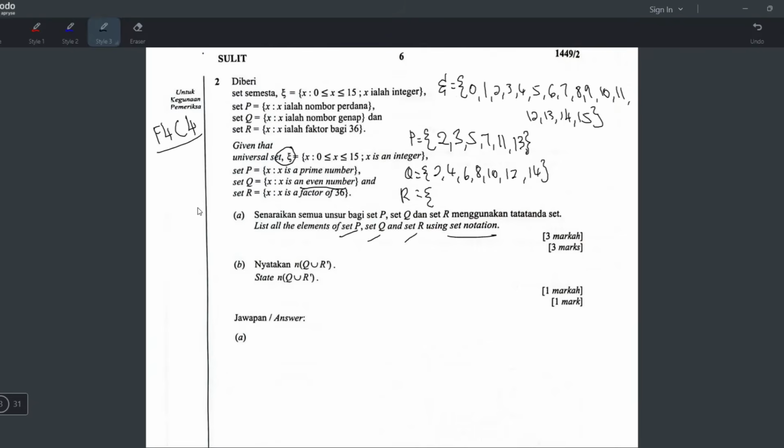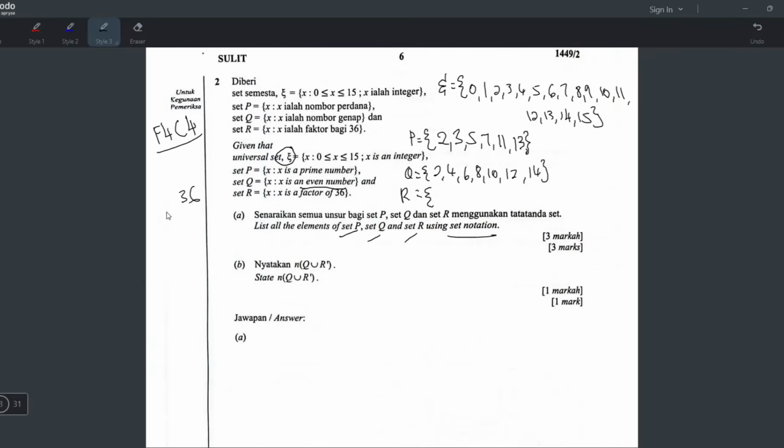Okay, all right. But what if the question never has the universal set? Then you list out all the factors of 36 lah, if the soalan tak ada universal. But for soalan yang ada bagi universal set, then you have to check these things. You have to check whether the element you write is in the universal or not. If it's not in the universal, you can't write that.